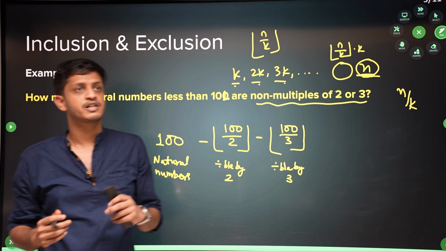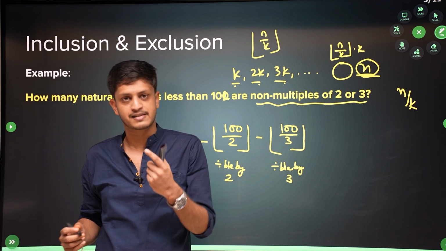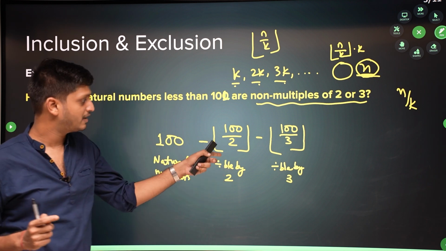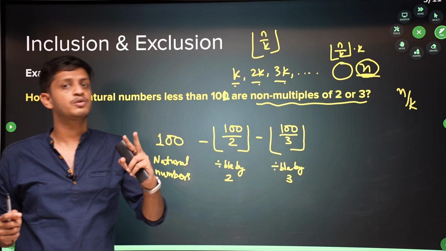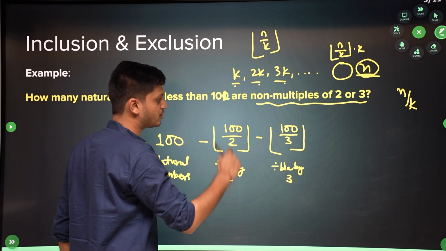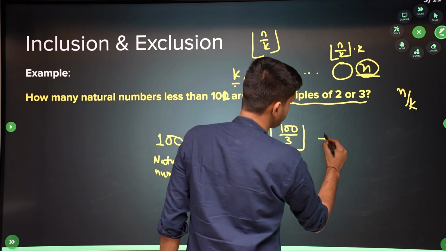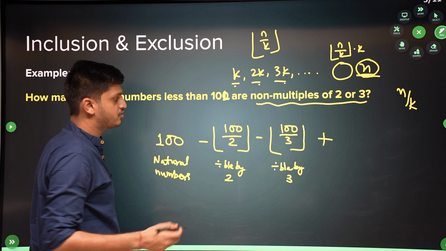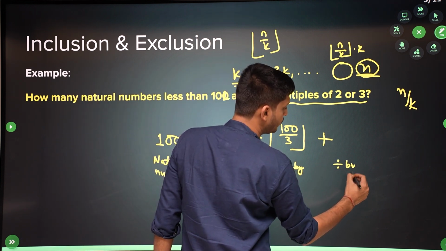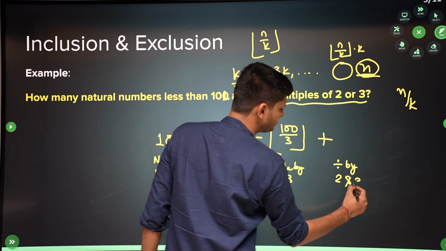There will be few numbers which are divisible by both 2 and 3. For example, 6. So 6 is a number which is divisible by both 2 and 3. It is subtracted here also and here also. So I don't have to subtract them twice. So I will add them once. Include, exclude, again include. So I will include all the numbers which are divisible by both 2 and 3.